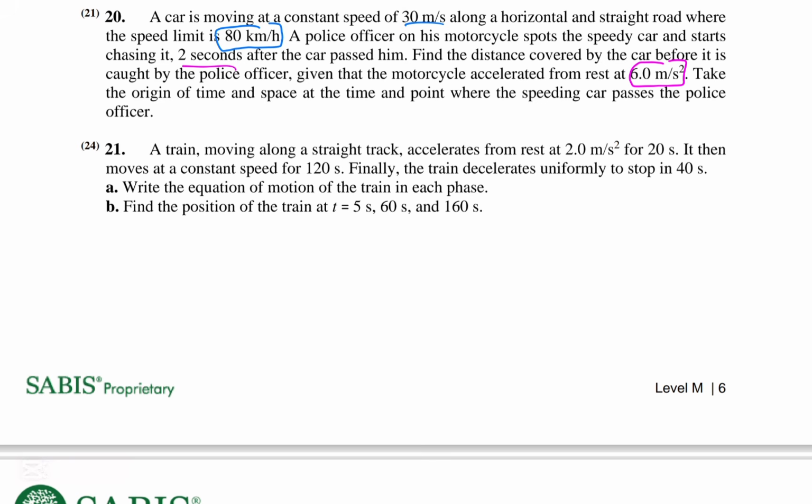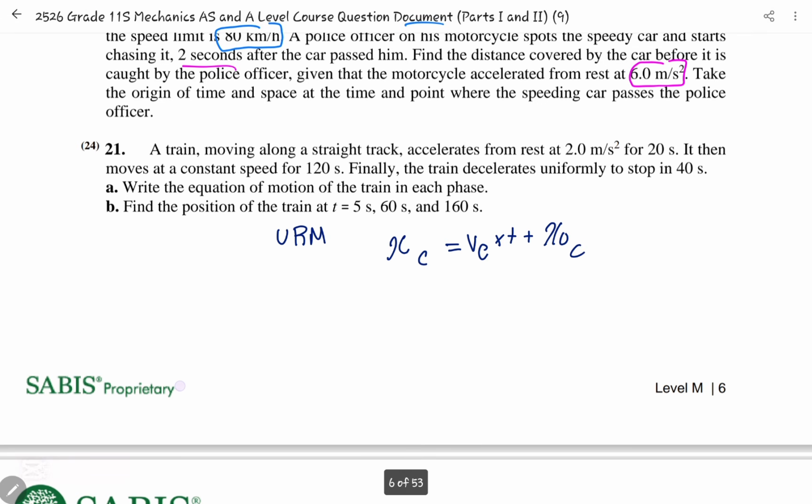So we have a car moving at a constant speed, right? So the car is moving in URM. So the position of the car, we're going to call it XC. It's going to be equal to what? To the velocity of the car times the time plus X initial of the car, okay? So we know that it starts from where? Let's assume it starts from position being 0. So x of the car is going to be 30 times the time, okay?